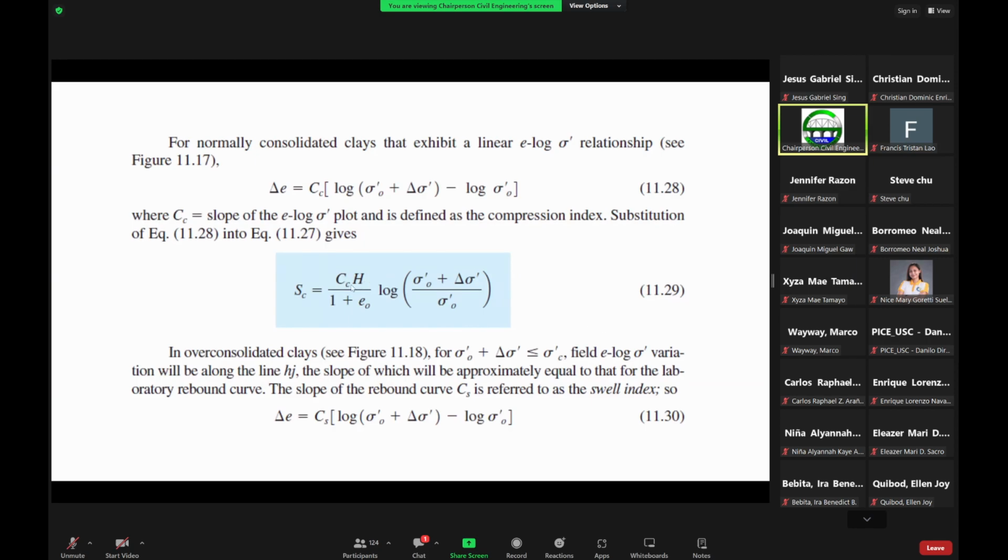So here in this formula, this is now the compression index, then the height of the soil specimen, and then this is now the initial void ratio. This is the present effective overburden pressure, which can just be the unit weight times the height. And then this is now the stress increase generated by your foundation.